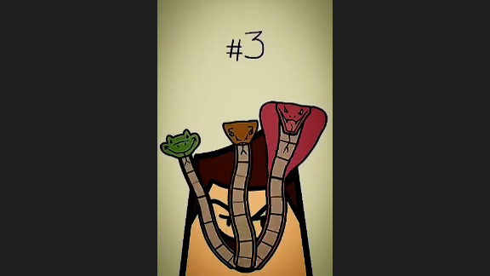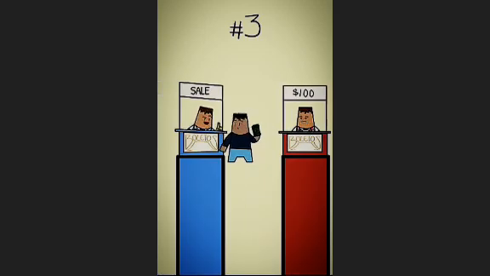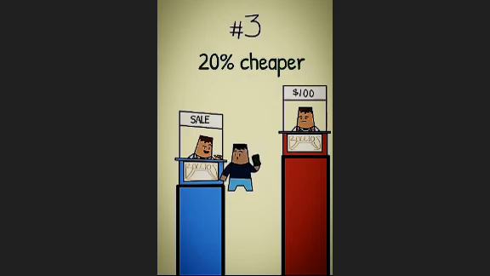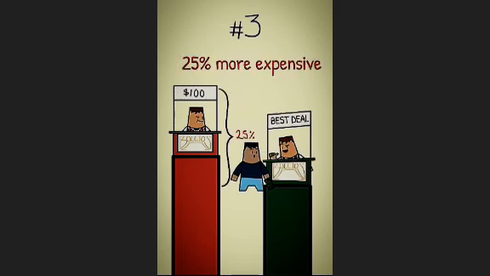Number 3. Let's see if you'd fall for this one. You're about to buy circus tickets for $100 when a vendor comes up to you and says, no, don't buy them for $100. I have them 20% cheaper. You're about to go with him when another vendor grabs your arm and says, wait, 20%? You're still paying 25% more than what I'm charging. So, you decide to go with the second vendor.